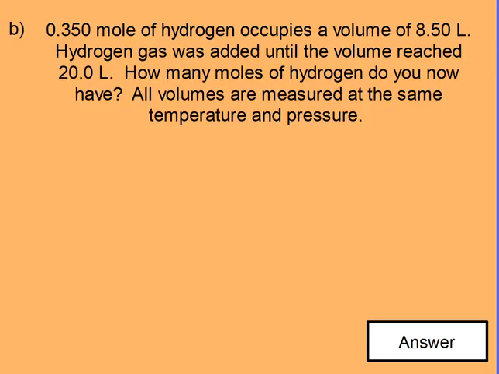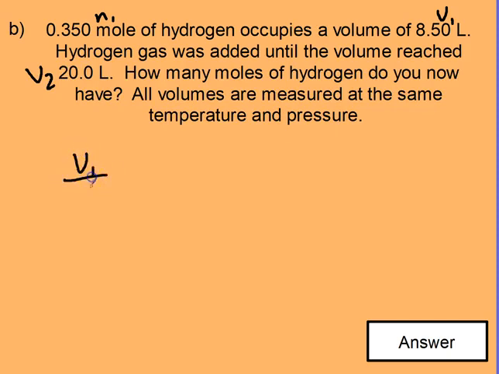All right, last question. So for this one, it says a 0.350 mole, that's moles 1, of hydrogen occupies a volume of 8.50 liters, volume 1. Of hydrogen gas was added until the volume reached 20 liters, volume 2. How many moles of hydrogen do you have now? All volumes are measured at the same temperature and pressure.